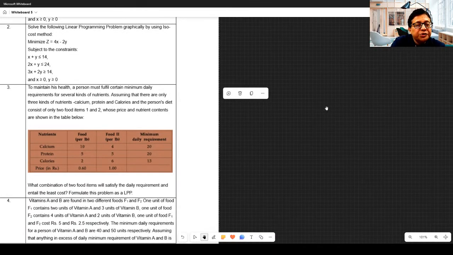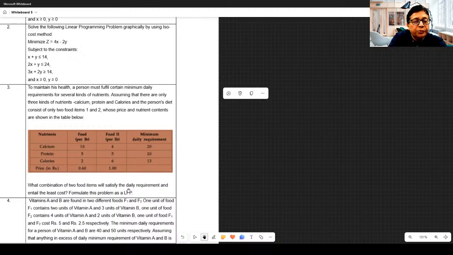We have to form the equations. Calcium, food per pound given, food 1 per pound, food 2 also given. This is food 1, food 2, minimum daily requirement given. Protein 5 here and 20 minimum. 2, 6 and 13 minimum.